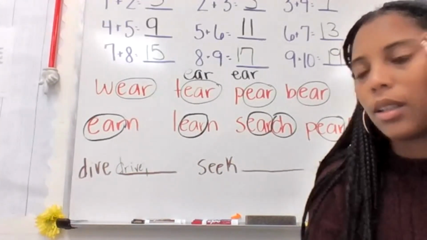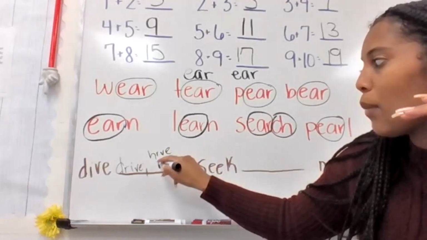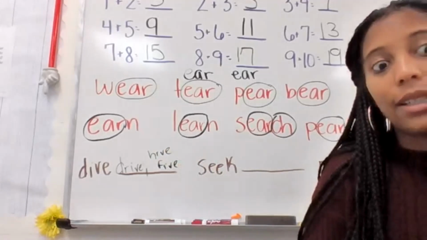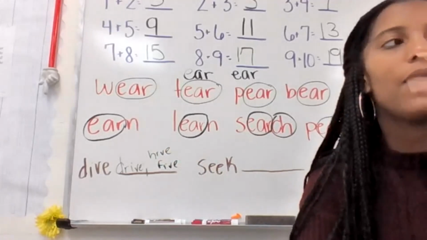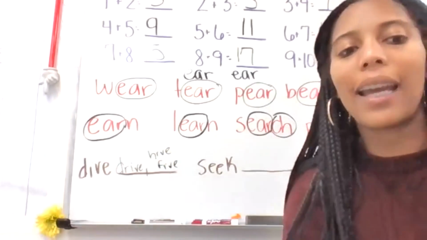Dennis? Drive. Knife. Hive, like a beehive? Yeah. Or like the number 5? Hive. Dive. Five. Hive. Drive. Hear how they all have that ive sound?